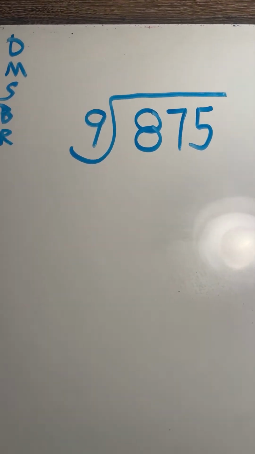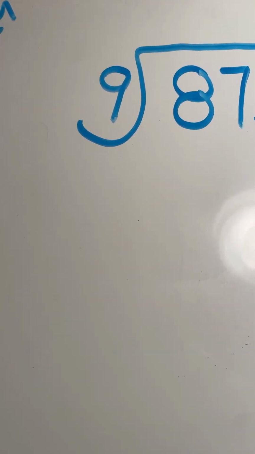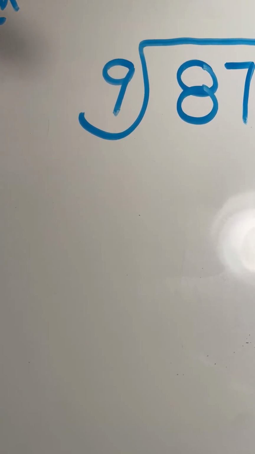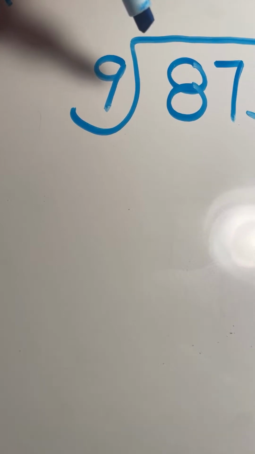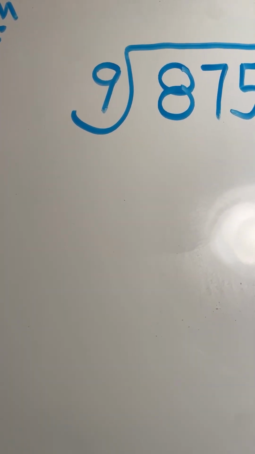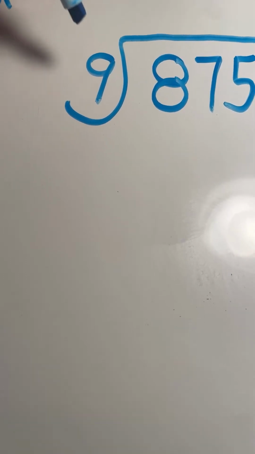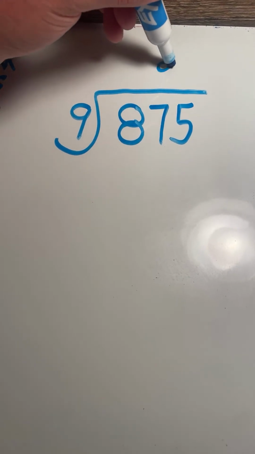And the rule is the number inside the square has to be equal to or bigger than the number outside the square. So for this one, we cannot start out with 1 digit by 1 digit division because 9 is bigger than 8. The number inside has to be equal to or bigger. We can start out with 2 digit by 1 digit division. 87 divided by 9, that works. So 87 divided by 9 equals 9.